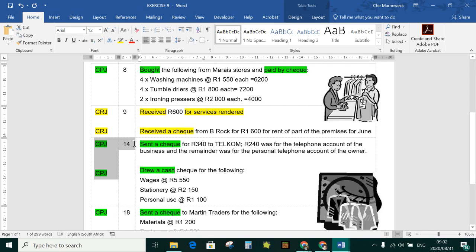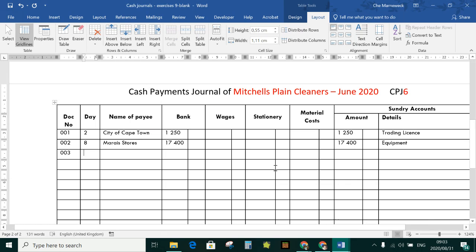can see that 2 transactions are happening on day 14. We have sent a check to Telkom, and we have drawn a cash check. So on our check, we wrote the word cash, and the bank gave us a whole lot of cash, and this is what it was used for. So if we look at the very first one on day 14, we've sent a check for 340 Rand to Telkom. So we can fill that in already.